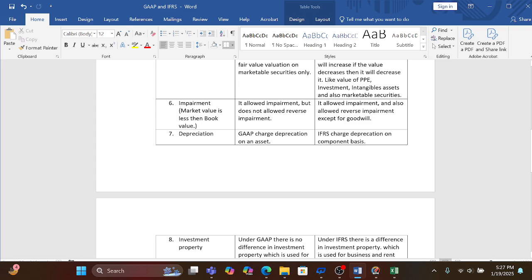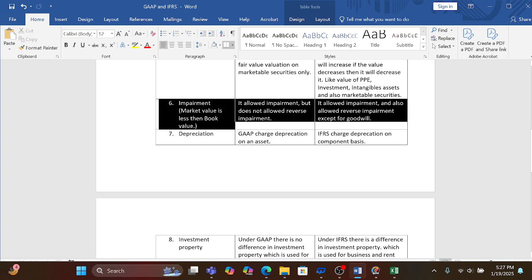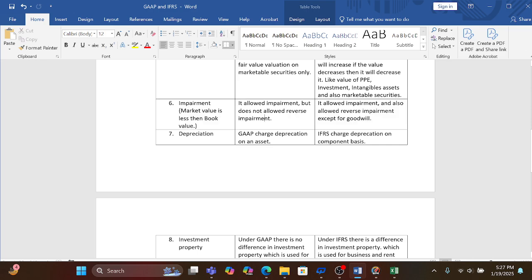It is allowed under the GAAP and also the IFRS, but reversal of that impairment amount is not allowed. Like after some time we came to know that we have unnecessarily reduced our machinery balance, so we will increase that balance which we had written off earlier. So I hope it is understandable by you guys.